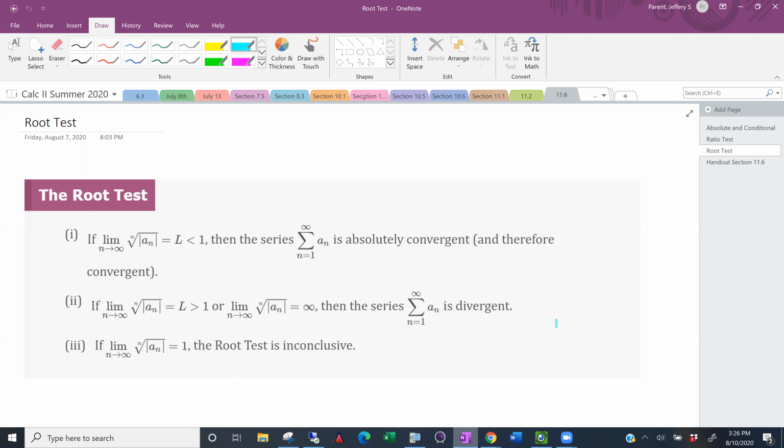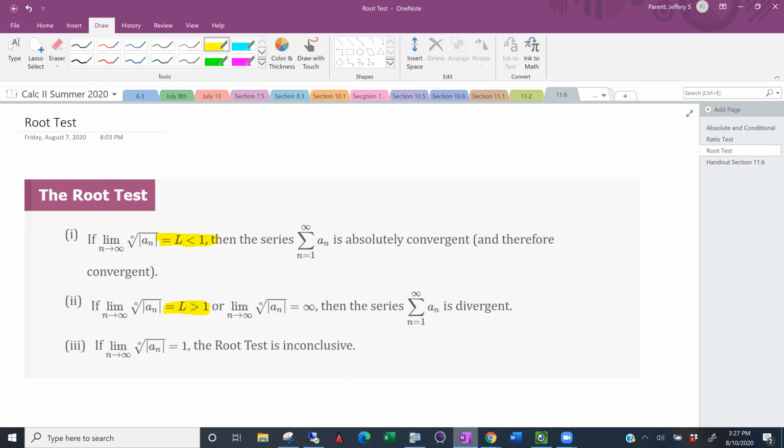And what you're going to do is you're going to take the nth root of your term, take a look at that limit as n approaches infinity, and kind of like the ratio test, if it's less than 1, then the series is convergent. If it's greater than 1, the series is divergent. And if it's equal to 1, the test tells us nothing. But it's all going to come down to, what's the size of that ratio? Is it greater than 1, less than 1, or equal to 1?